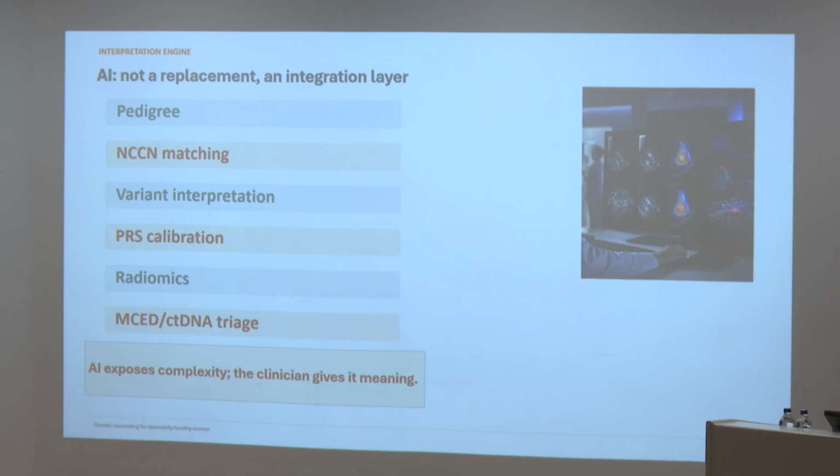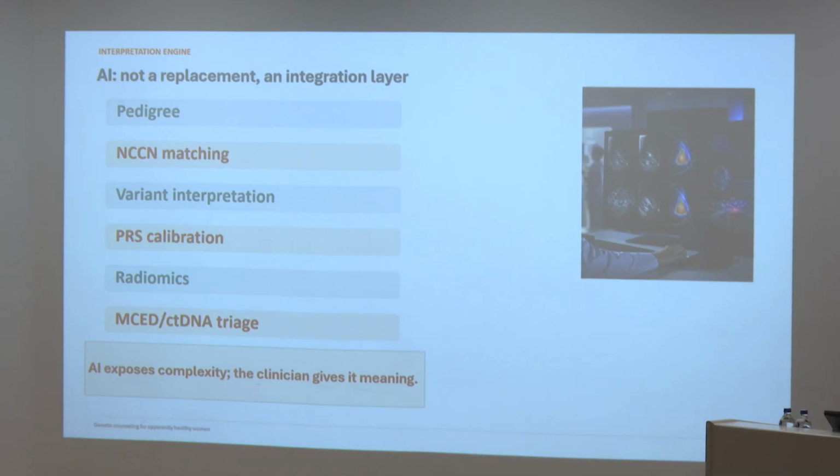People always ask us, will AI be a replacement for you doctors? But it's not a replacement in any layer. It's an integration layer of our practice. We should use this like that. For example, we are using AI in implementing family history to pedigree analysis and risk patterning, and we are implementing it with NCCN guideline matching.